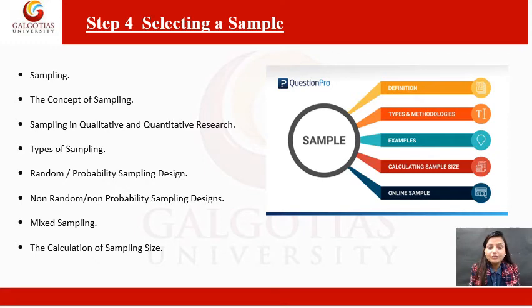So in selecting a sample, there is the concept of sampling, and sampling in qualitative and quantitative research. What are the types, like cluster, systematic and stratified, random and probability sampling design, non-random, mixed sampling, and the calculation of sampling design. As you see, sampling definition, methodology, examples, calculation, and what is an online sample. So selecting a sample is step 4.